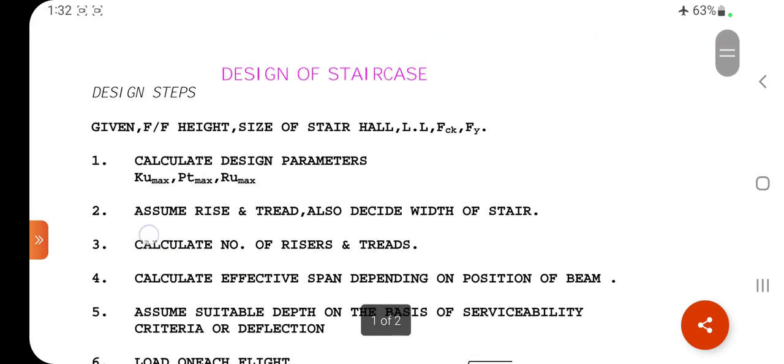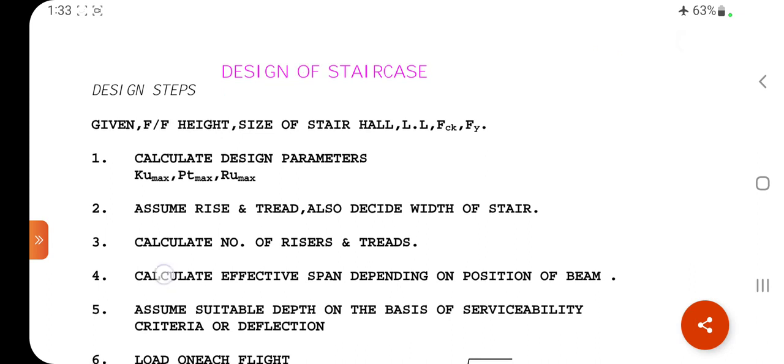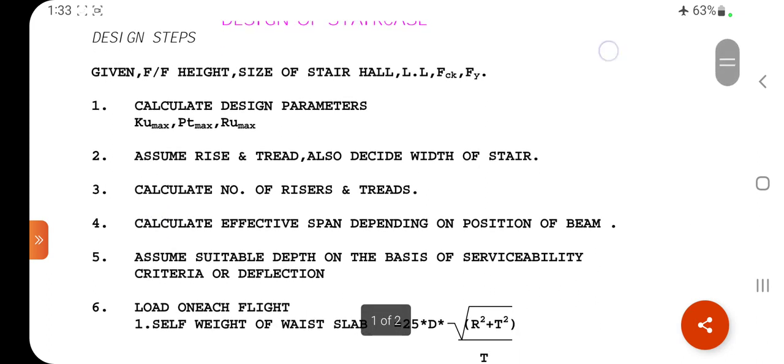In today's lecture, we are going to learn the design of staircase. The given things are floor to floor height, size of the stair wall, live load, FCK, FY.